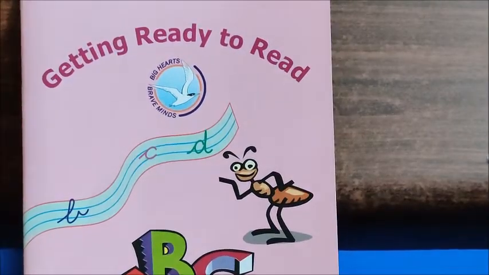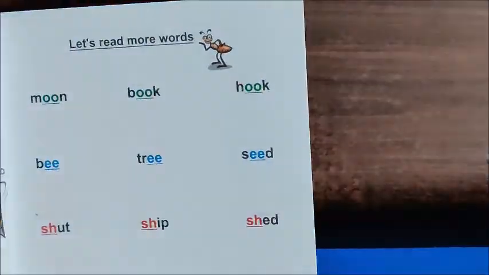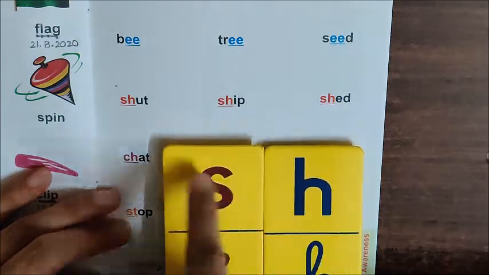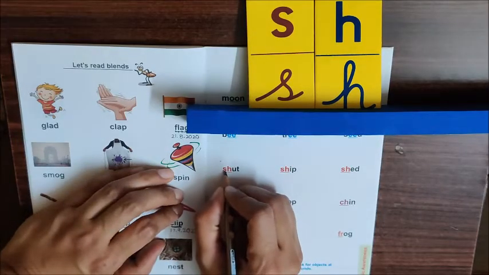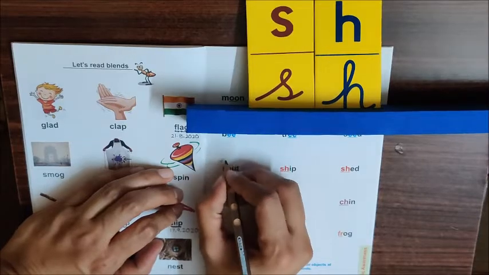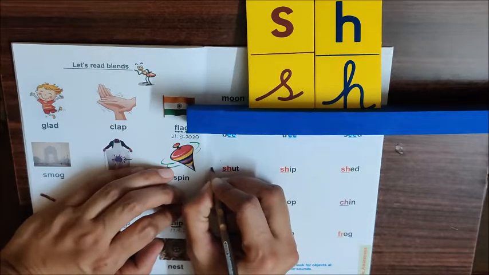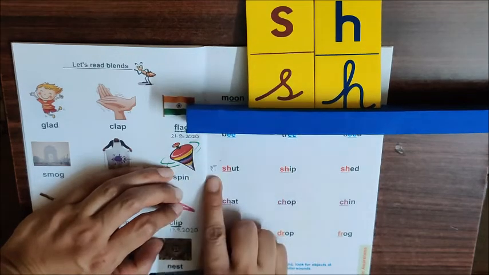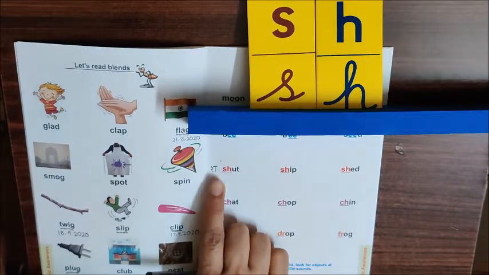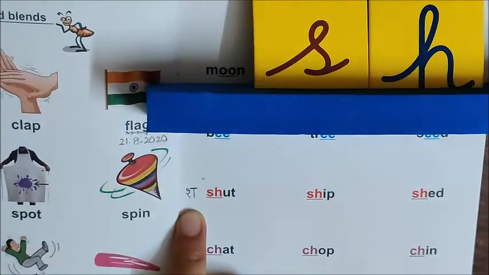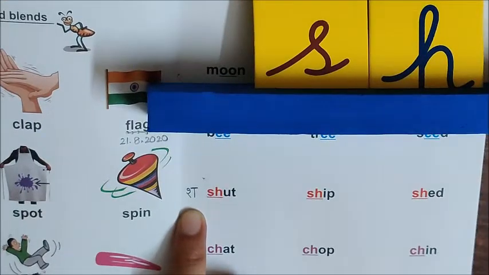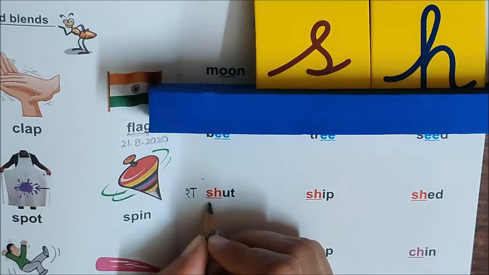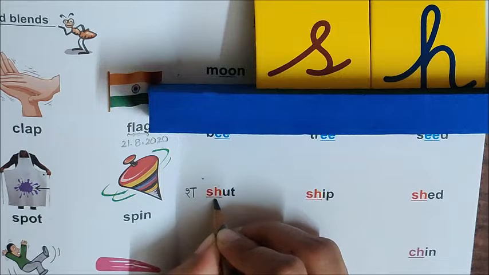Now children, open page number 15 of your reader. On this page, you can see words here with sh sound. Children, so the sound of S and H is sh. So here, I am writing sh. Asha ma'am's sh, so that you remember that the sound of S and H is sh. Okay children, now let us read all these words. Now children, let us read the first word, sh.